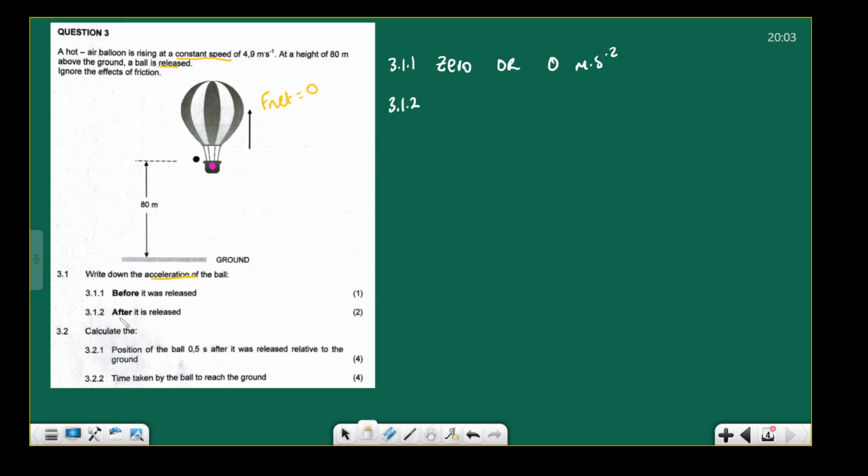And then 3.1.2 says write down the acceleration of the ball after it was released. So after it was released, remember that it is now thrown outside. When it is released, it is now in free fall. The ball will be in free fall, but the balloon won't be in free fall. So acceleration in free fall is always, remember I was saying this a lot in our last lesson, 9.8 meters per second squared downwards.